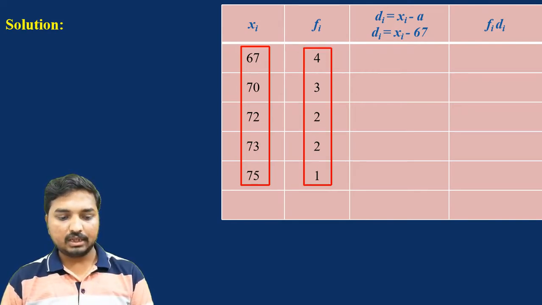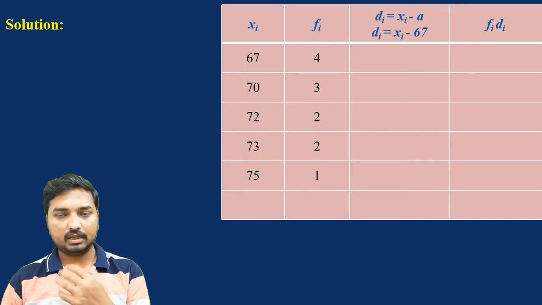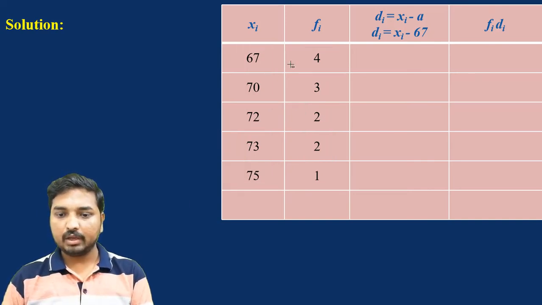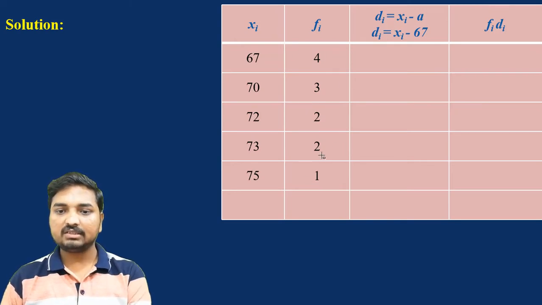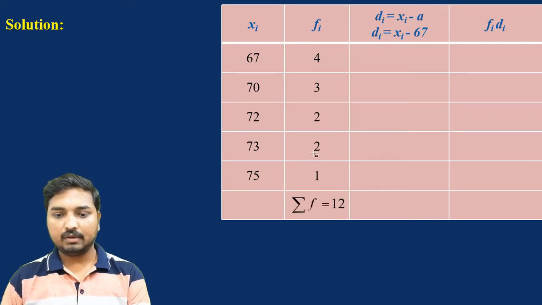Now the next step is the same as what I told in the previous problem. You need to take the sum of the frequency column. If you take the sum of the frequency column, you will get summation fi. Summation fi will become 4 plus 3 is 7, 7 plus 2 is 9, 9 plus 1 is 10, plus 2 is 12. So summation fi is equal to 12. Now the next step is very important.